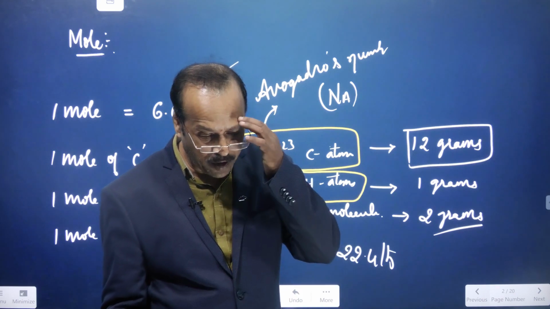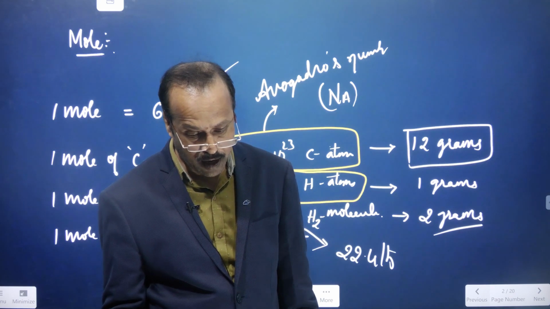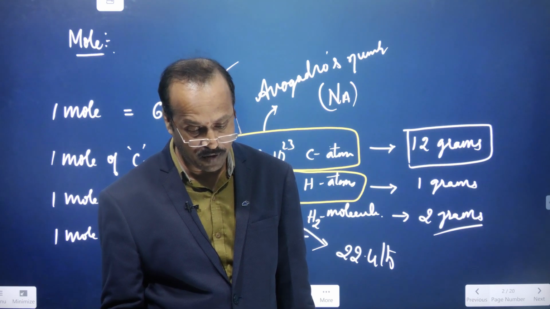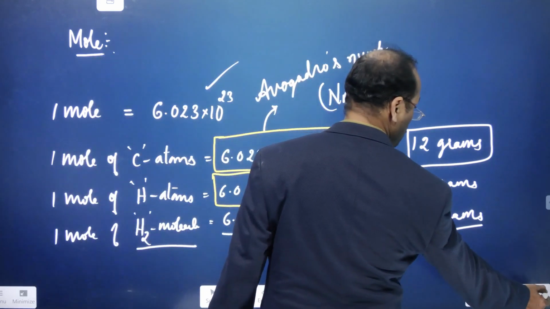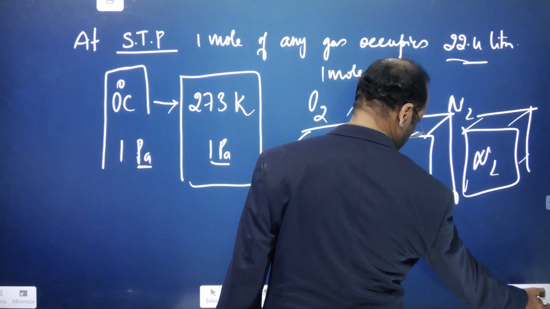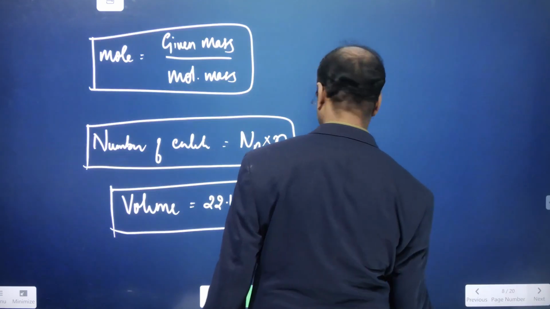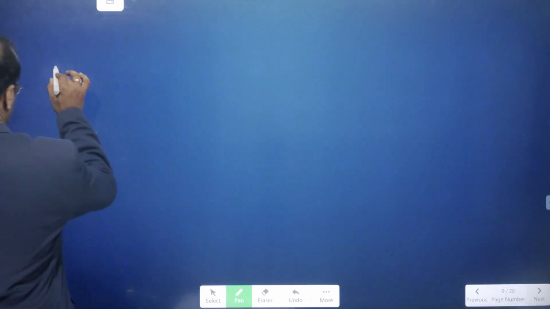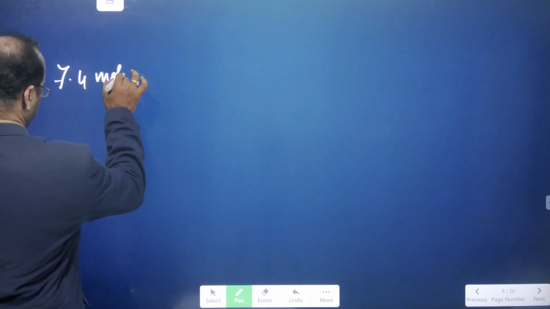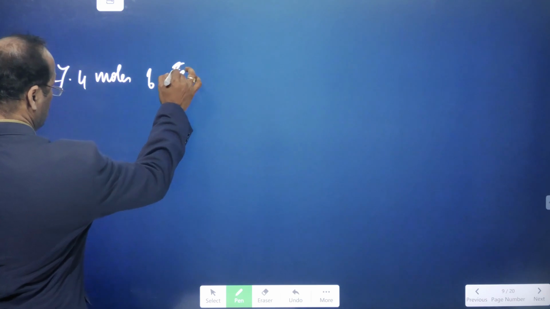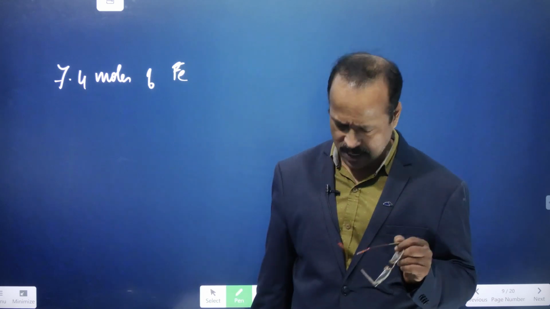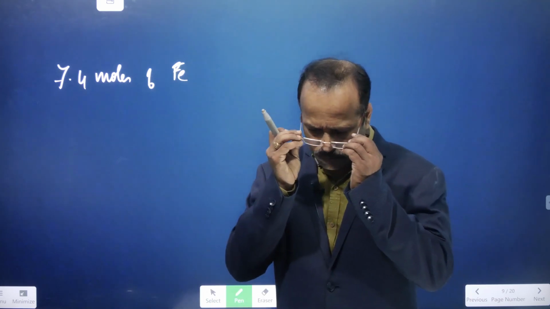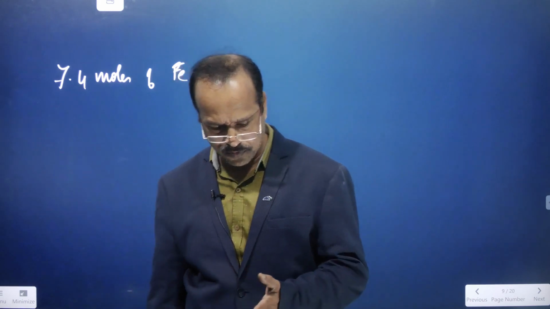And next, 7.4 moles of iron weighs what? So here, students, 7.4 moles of iron. You should first know the iron atomic mass. Iron atomic number is 27, so approximately 54 should be there, but not exactly 54, something near it.